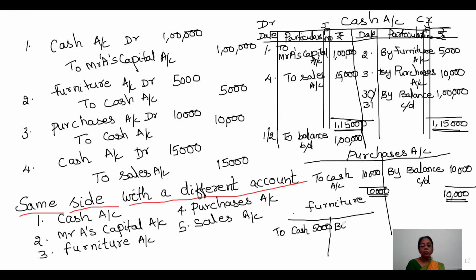Here also the same is the case, students. It will be on the credit side because no other further entry is there, by balance carried down. So when you say by balance carried down, 5,000 will be entered and the account will be closed.